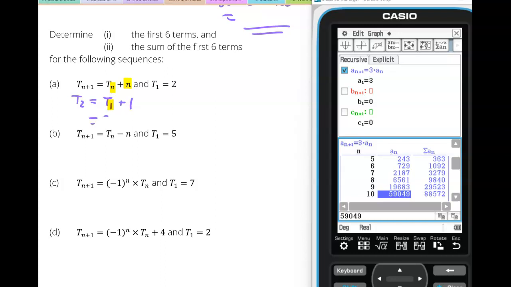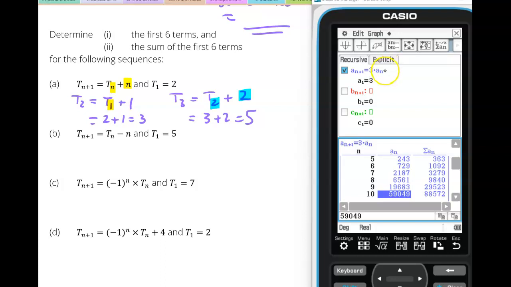So term 1 is 2 and 2 plus 1 gives me 3. Term 3 is term 2 plus N, and N represents the term number. So I'm adding 2. That number and that number are the same. Now your calculator does this very easily. Term 2 is 3, plus 2 is 5, and so on. So let's see how we can set that up on the calculator now.